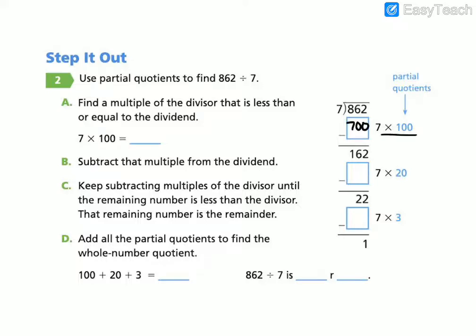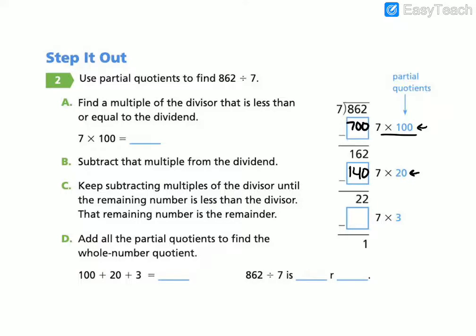Now, to the side, we would write this equation. 7 times 100. 100 is our partial quotient over here. Okay, we're left with 162. We have to keep going. We have to keep finding these partial quotients, or partial dividends here. Again, it gave us our partial quotient of 20. 7 times 20 is 140.